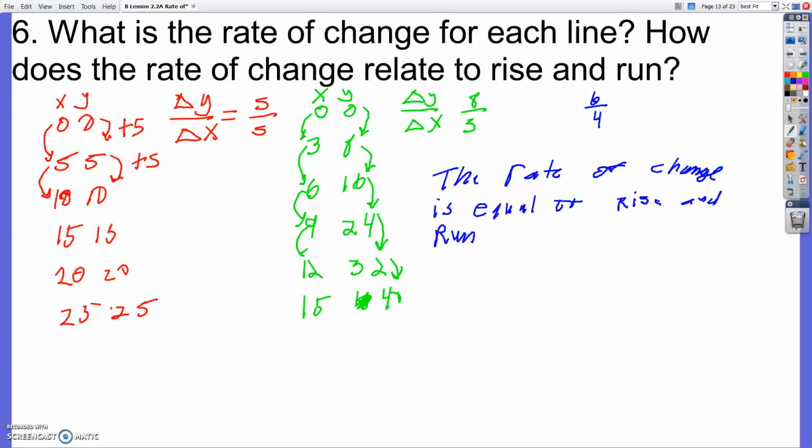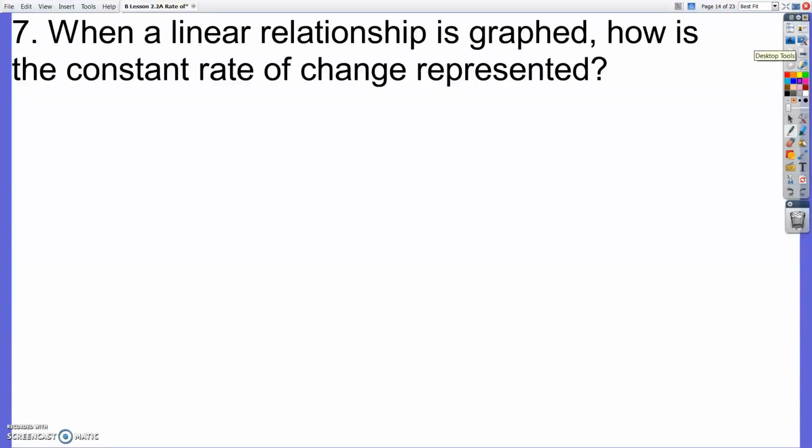So now what you're going to see me start writing is the ratio right here in purple. Whenever I'm talking about rate of change, you're also going to hear me say rise over run, because you guys just discovered that rise over run is equivalent to the rate of change. So number 7, when a linear relationship is graphed, how is the constant rate of change represented? Well, as you guys just saw, it is represented through the rise over run proportion. Or excuse me, the ratio.